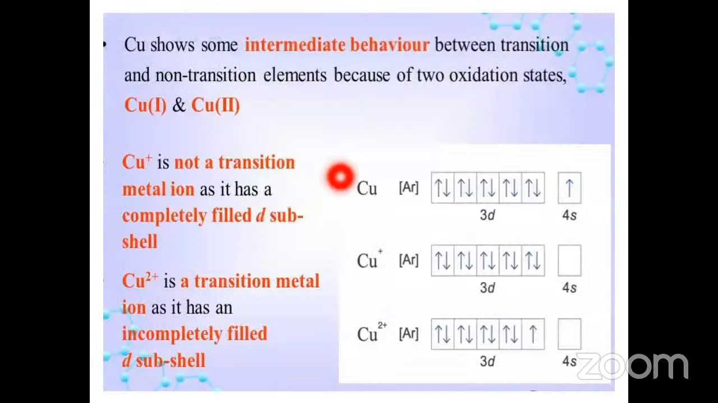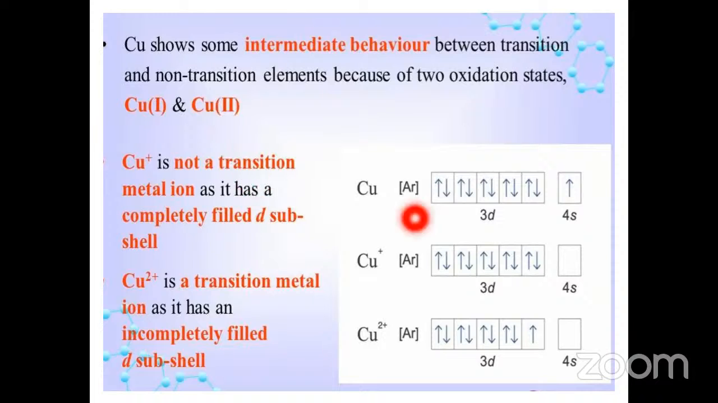I will give one more example to better understand what transition elements are in their stable oxidation states. Copper shows some intermediate behavior between transition and non-transition elements because it exhibits two oxidation states: the +1 oxidation state and the +2 oxidation state.